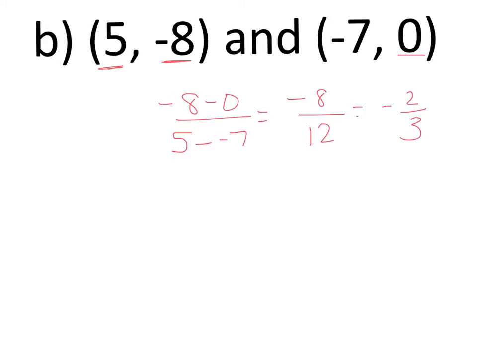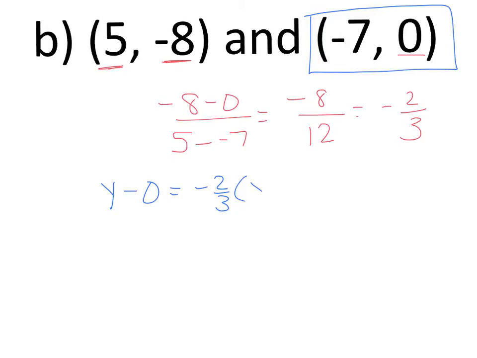Okay, so now if I'm looking at these two points here, the first one and the second one, I'm totally picking the second one. Anytime I got a 0, I'm going with that puppy because that's going to be easier. Okay, so this is the point I'm going to choose to use on this one. So I've got point slope again, y minus, my y value here is 0, equals -2/3 x minus -7. Okay, well, this is just going to go to y equals, so that's awesome.